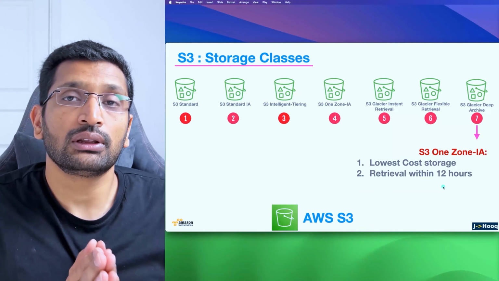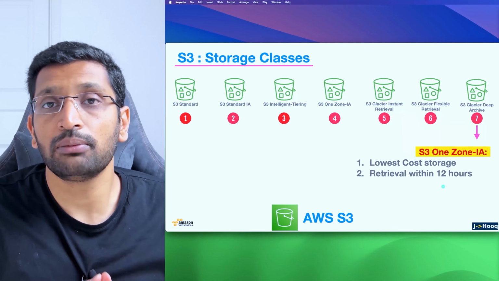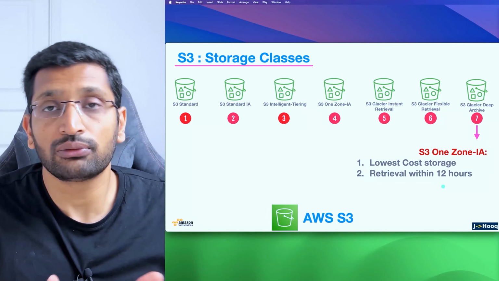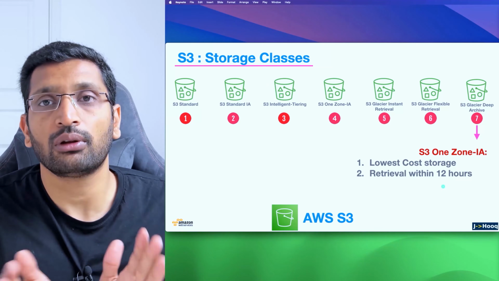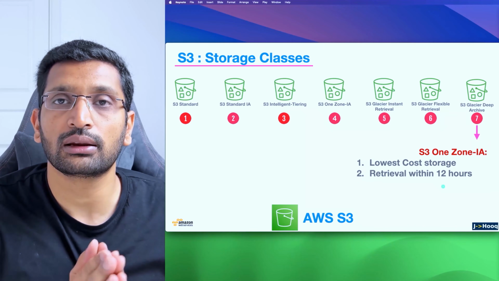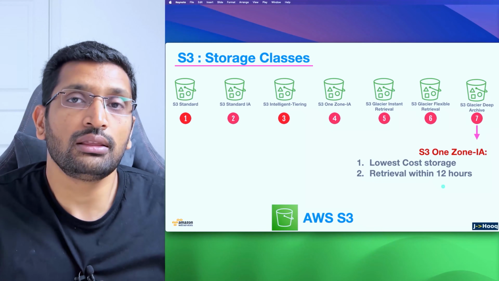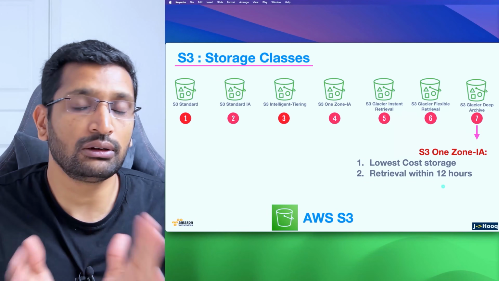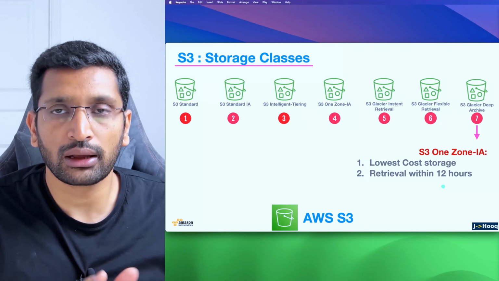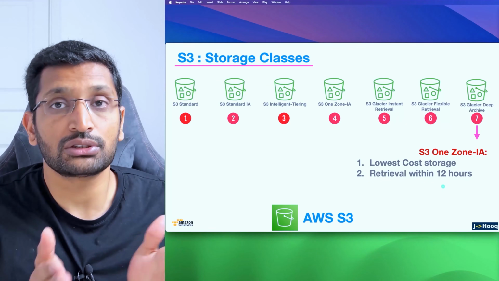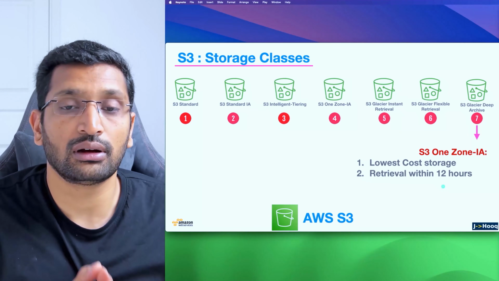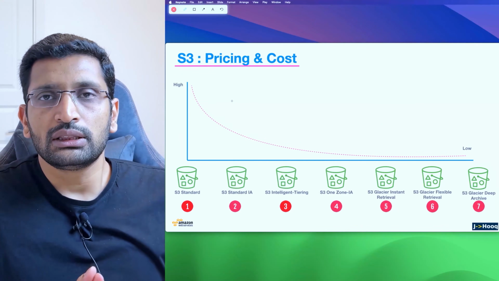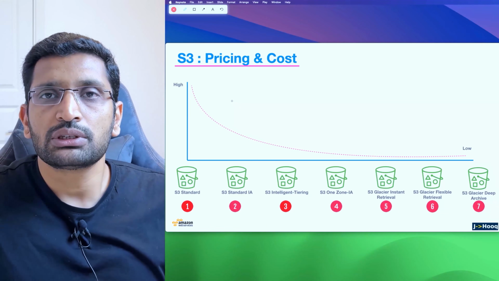And finally, the seventh on the list is S3 Glacier Deep Archive. If you have archival data that you don't need for a long time, then you can use S3 Glacier Deep Archive. The retrieval time here is around 12 hours, so within 12 hours, you will get your data back from your archive, which is stored in your S3 Glacier Deep Archive.